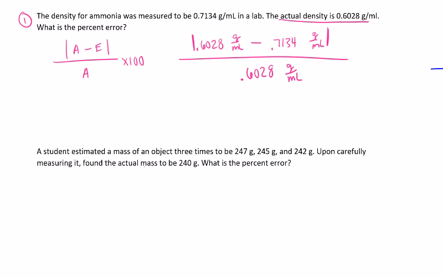So I want you to see, I've got grams per milliliter on the top and grams per milliliter on the bottom, so those are going to cancel. 0.6028 minus 0.7134 gives us a negative value, but I get to ignore the negative sign. So 0.1106 divided by 0.6028 times 100 gives us 18% error. So that's not great. We know that you should probably go back and redo your procedure if you've got 18% error.